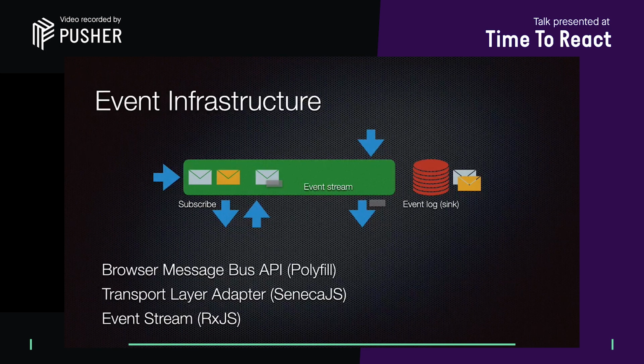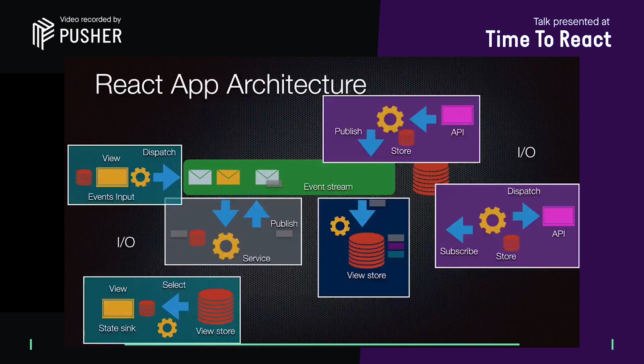We can use Seneca.js as a unified transport layer. It supports many different transports on both the front and back end. And we can use RxJS as the event stream infrastructure. We can group the microservice parts into the following: React component, i.e. the View, IO service, View Store, which is a materialized view of the App Store, and an API integration service.